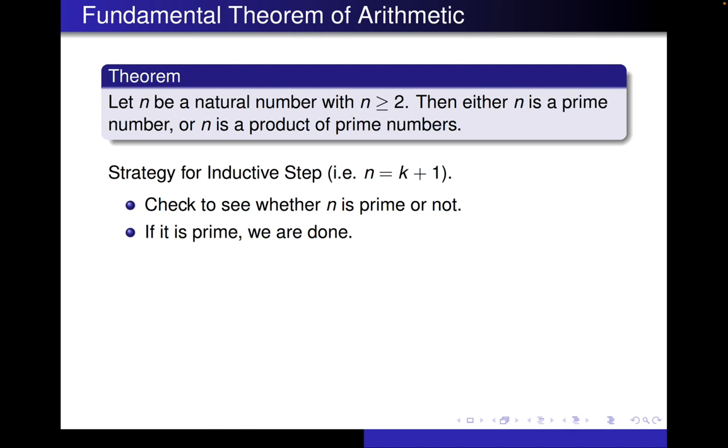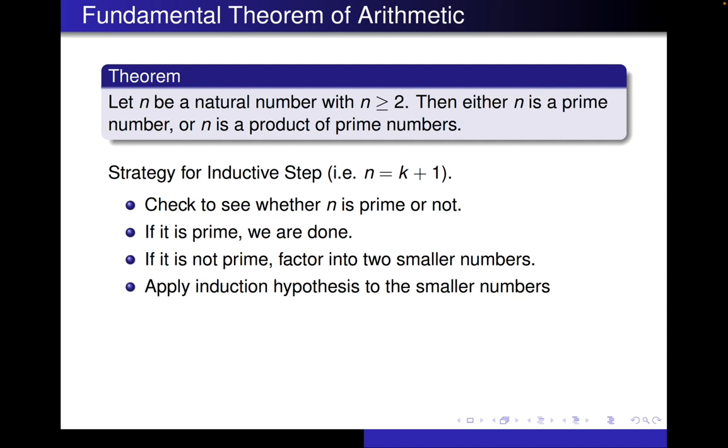Right? If it is prime, then we're done, right? We know it's prime. That means it's either prime or a product of prime numbers. We're done. If it is not prime, our strategy was to break it down into smaller numbers. So we factored it into two smaller numbers that multiply to the number. Then we apply our induction hypothesis to each of those individual factors.